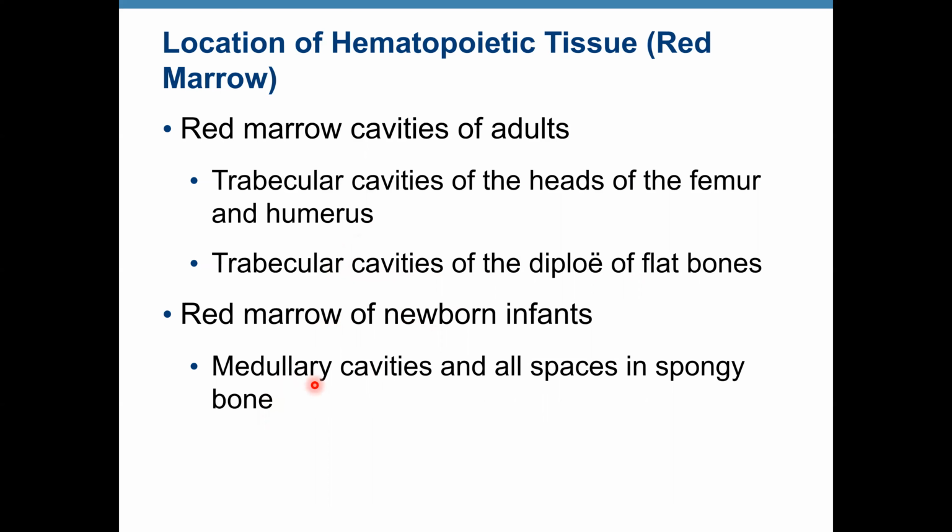So what it means, if you take, for example, the humerus, right? In adults, in the medullary cavity of the humerus, you will not find red bone marrow because it will be replaced by fat. But in newborns, in infants, you would find red bone marrow in the humerus, in the medullary cavity.